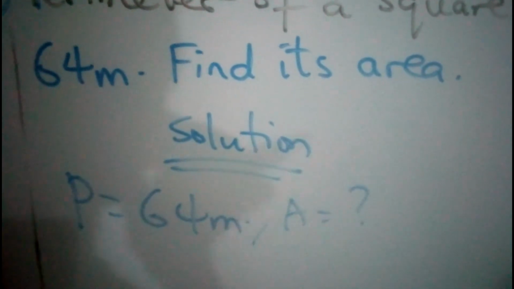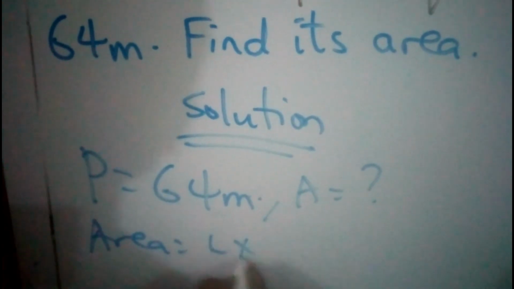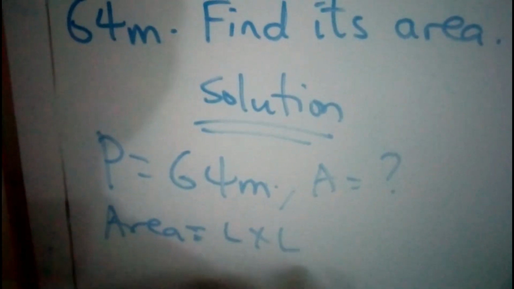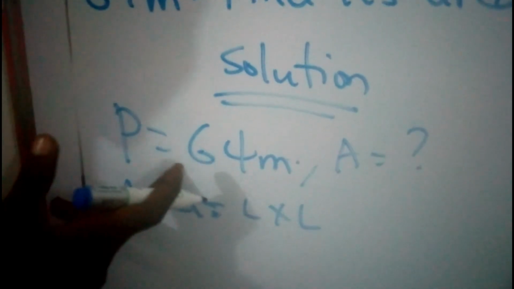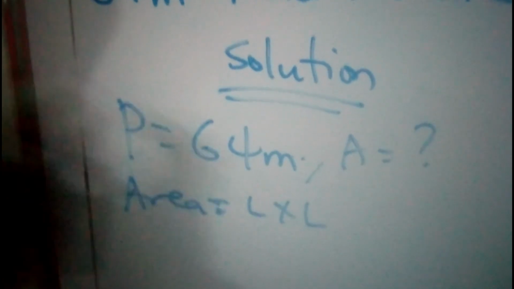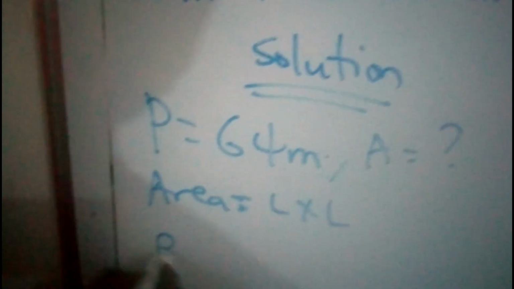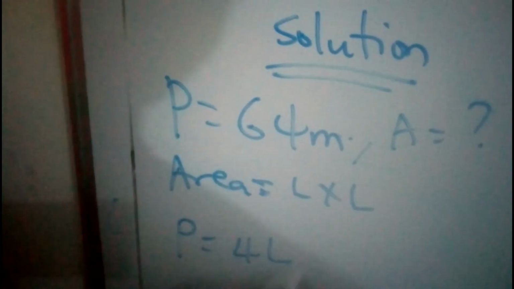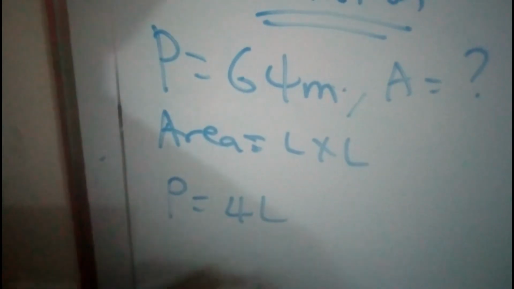And how do we get area of a square? Formula for area of a square is simply length times length. That means to get area, I need length. But length is not given, but perimeter is given. So for them to give me perimeter, that means I can get the length that I need from that perimeter. So I use the formula of perimeter. What's the formula for perimeter of a square? Perimeter of a square is 4L. So we substitute, wherever you see perimeter, you put 64 there.